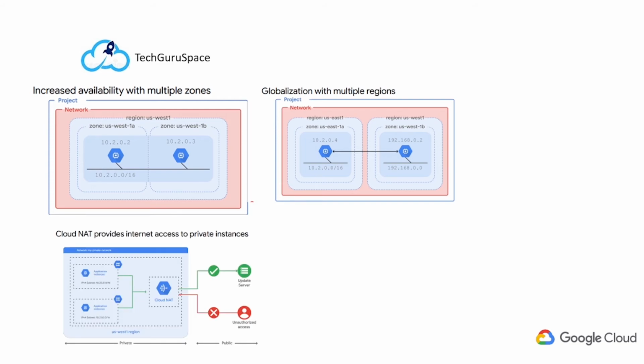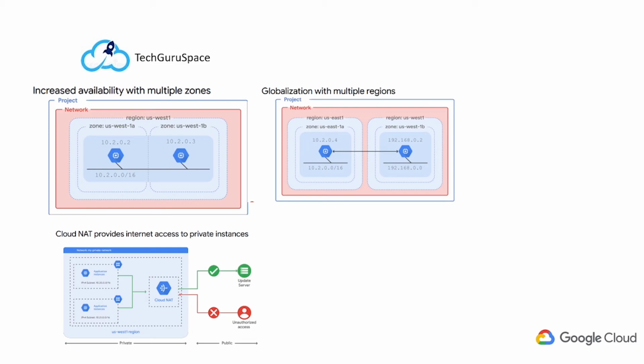Now, as a general security best practice, I would recommend only assigning internal IP addresses to your VM instances wherever possible. Cloud NAT is Google's managed network address translation service. It lets you provision your application instances without public IP addresses, while also allowing them to access the internet in a controlled and efficient manner. This means that your private instances can access the internet for updates, patching, configuration management, and more.